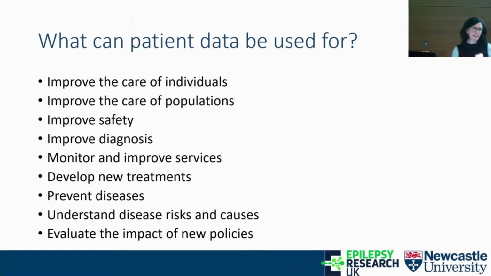So what can patient data be used for? I'm going to rattle through this list. It can be used to improve the care of individuals, populations, safety, diagnosis, services. It can be used to develop new treatments. It can prevent disease. It can help us to understand diseases, risks and causes. And it can be used to evaluate the impact of new policies. And I rattle through that because you lot already know that, because you've seen it in action. I'm going to talk about that in just a minute.